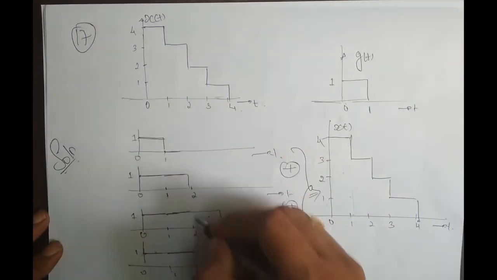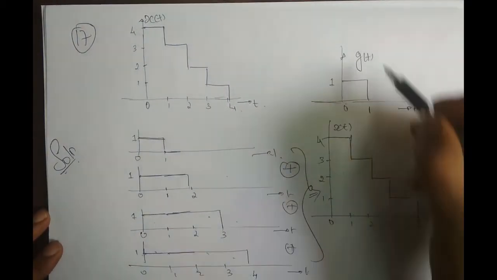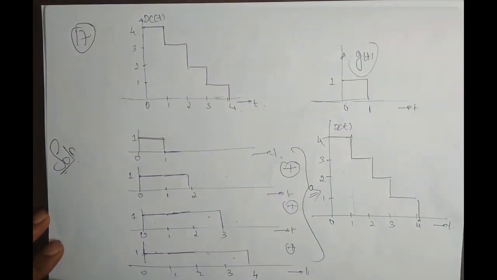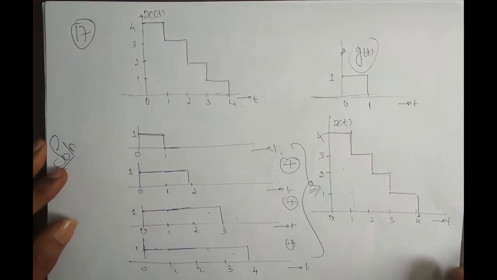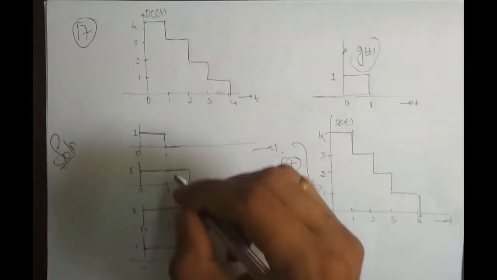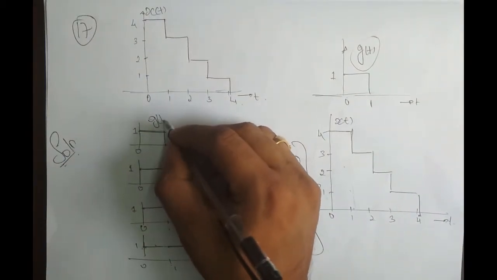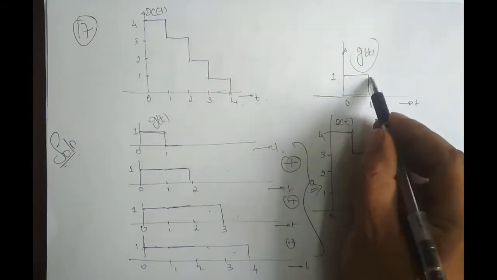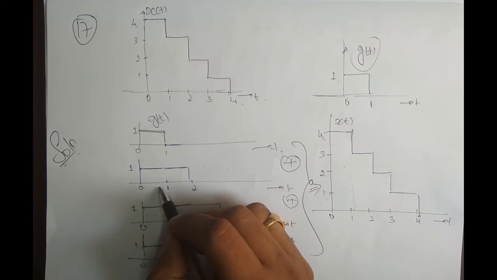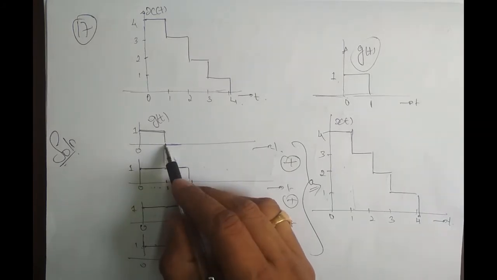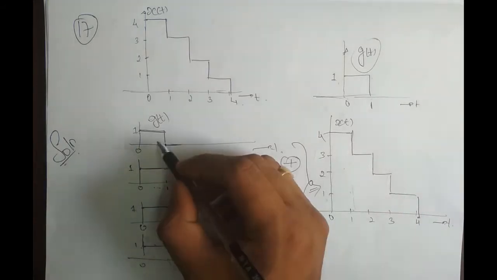But these individual 4 signals have to be represented in terms of g of t. Okay, that is our aim. So how do we put all these individual signals in terms of g of t? This is g of t itself, because g of t is 1 for t varying from 0 to 1. And what is this in terms of g of t? So this is my g of t.